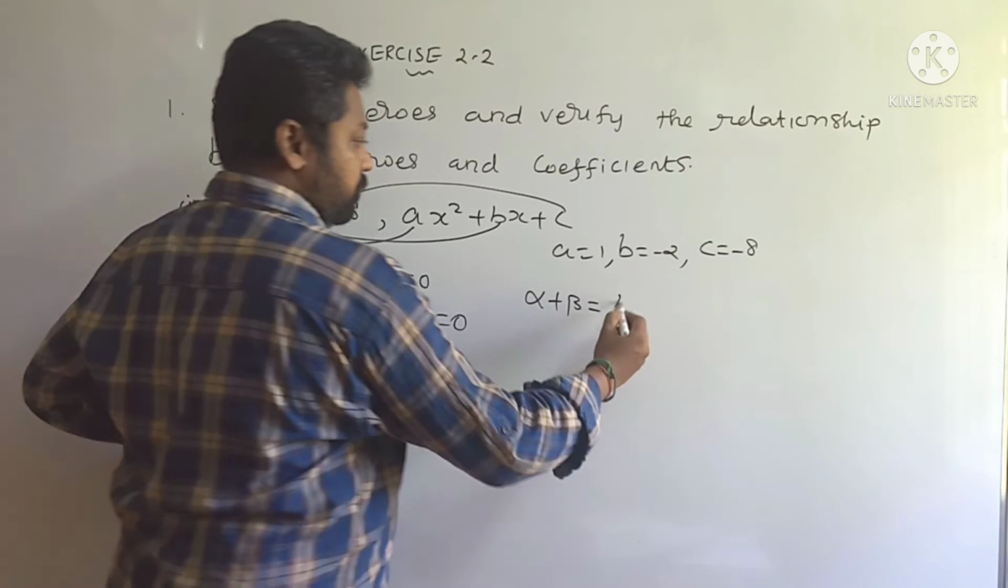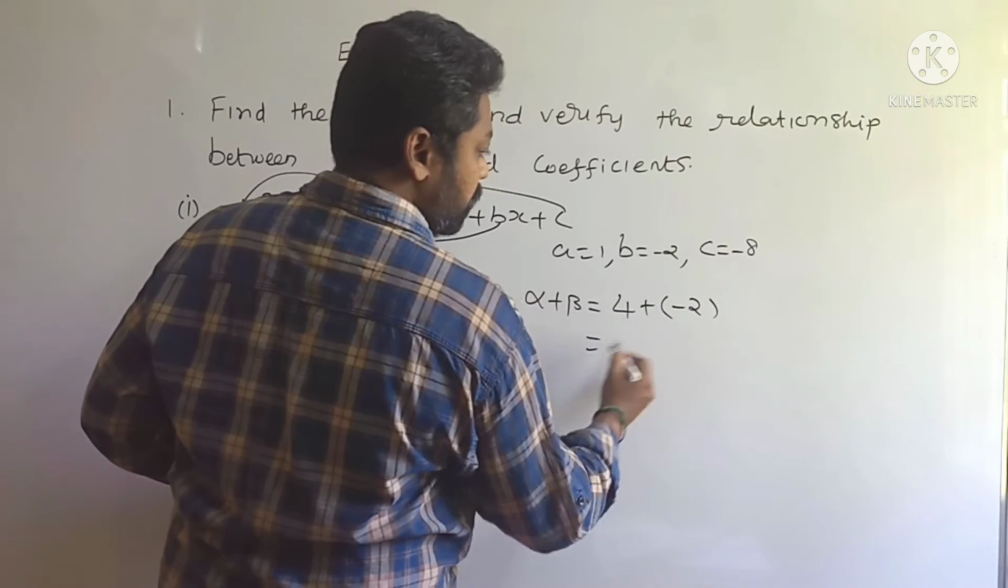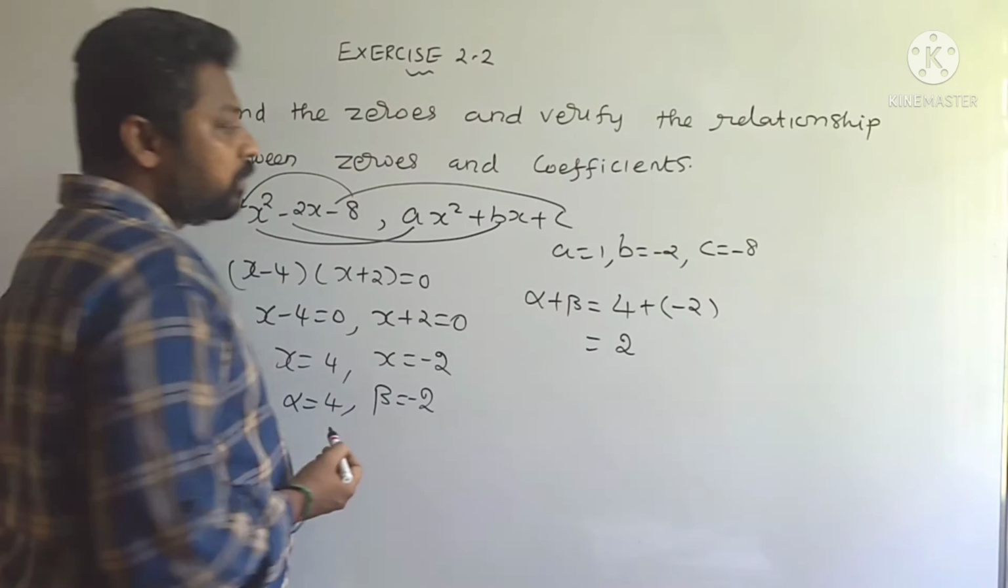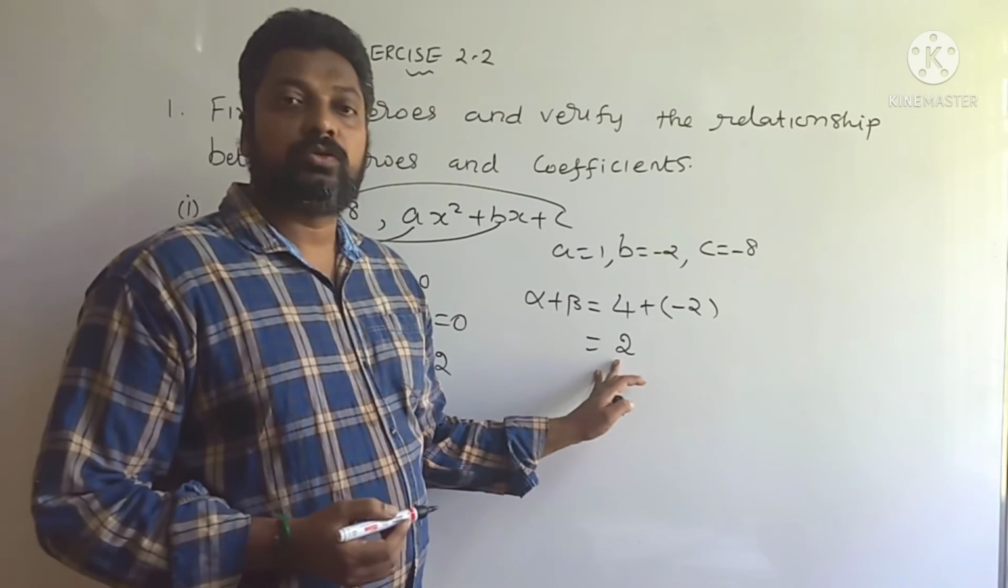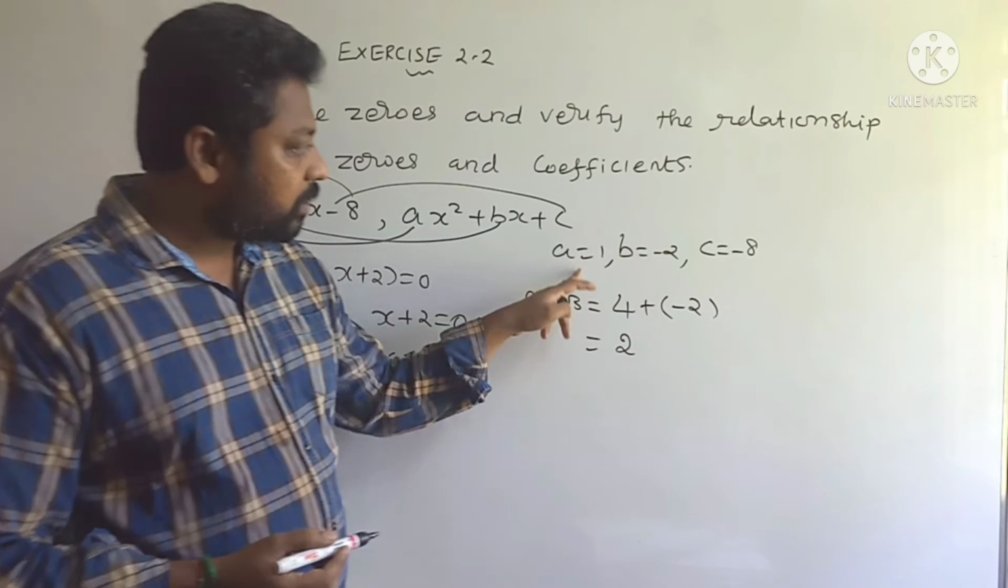4 plus beta minus 2. So what is 4 minus 2? It is 2. Now this alpha plus beta should be equal to minus b by a. So what is b here? Minus 2, a is 1.